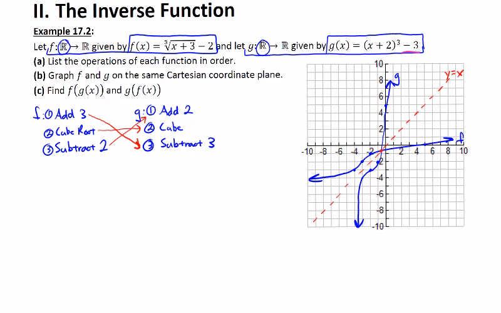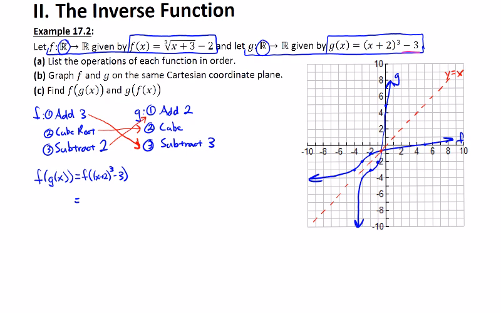So let's take a look at the third activity, and that is to find f of g of x and g of f of x. These are compositions. If we need to go back and look at section 5 where we talked about compositions, now would be a good time to do so. So for f of g of x, we're going to be looking at f of (x plus 2) to the third minus 3. So you have to be very careful about keeping up with your parentheses. Where are you substituting it in? So take your time with this.